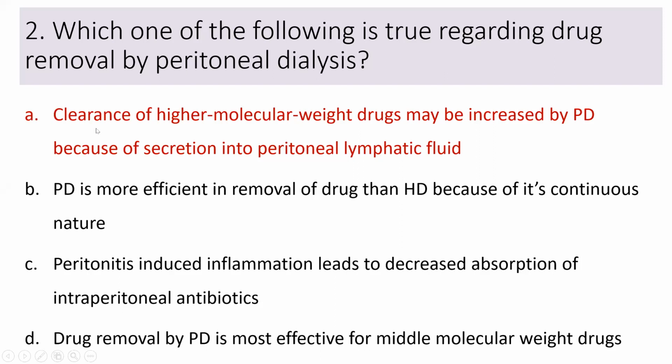As for option A, the clearance of the higher molecular weight drugs is not more with PD, but there may be some secretion into the peritoneal lymphatic fluid in cases of peritoneal dialysis. So in this case, we might have to adjust, not exactly lower, the drug doses while we are using them if the child is on peritoneal dialysis.